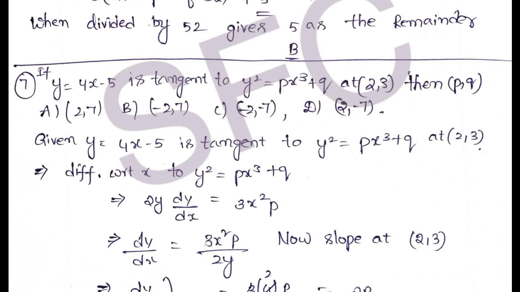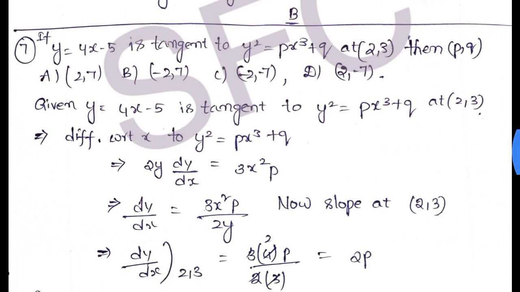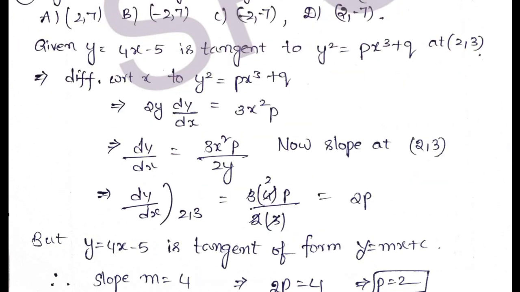Now differentiating the curve with respect to x, we get y squared is equal to px cube plus q. Differentiating, we get 2y dy by dx is equal to 3x squared into p, and q is a constant, and differentiation of a constant term is equal to 0. So dy by dx is equal to 3x squared p by 2y. Now we already know how to calculate the slope at a point. So while calculating the slope, we get the answer as slope is equal to 2p.